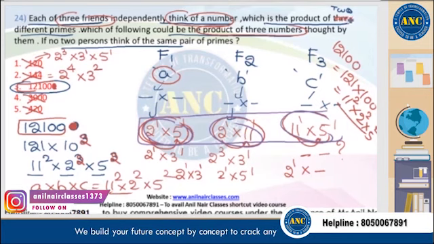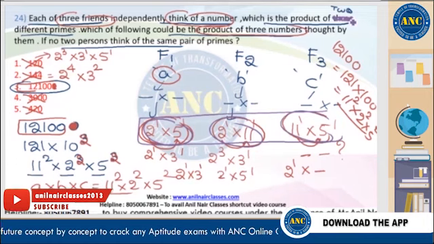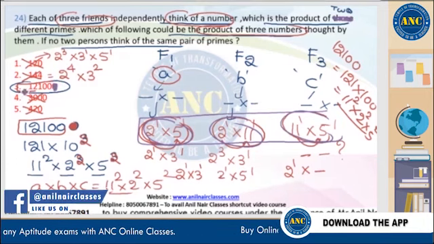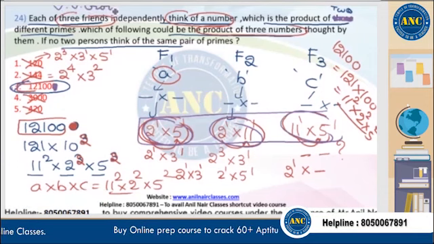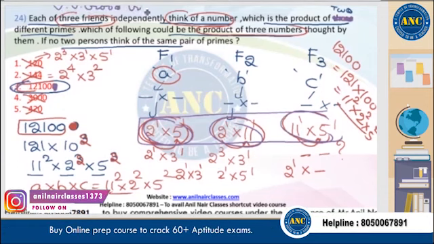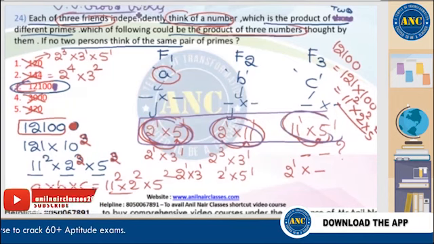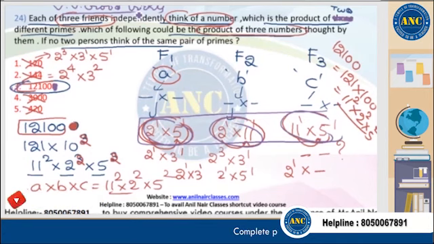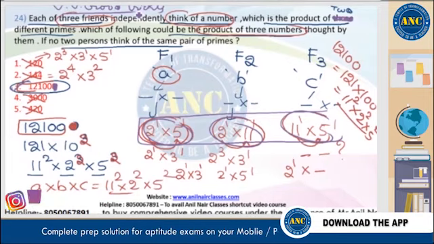So there is a small mistake. It is not 3 prime numbers, it is 2 prime numbers. And another mistake is it is 12100. Very, very good tricky question. I hope this logic is clear. 24th. Right? So we have done close to 11 problems.